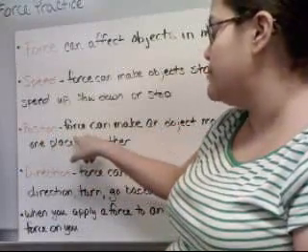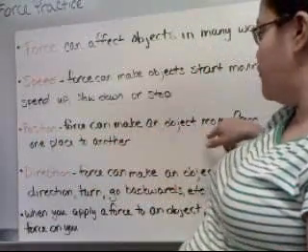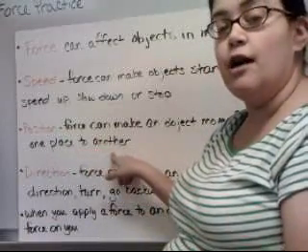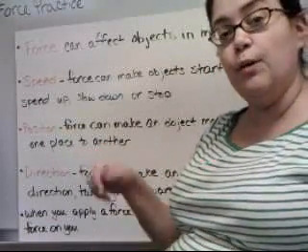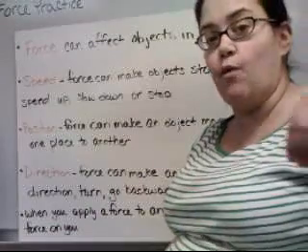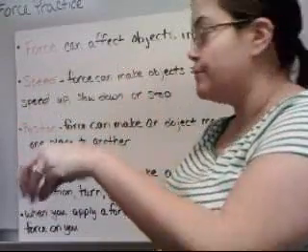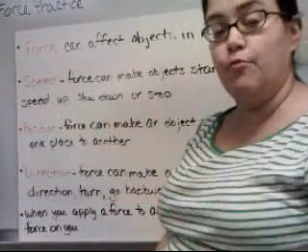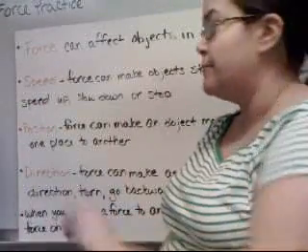The position of an object. Force can make an object move from one place to another. So if you started out standing over here and you apply force to the ground to make yourself walk, you're going to end up over here. So your position has changed. You moved from one place to another.